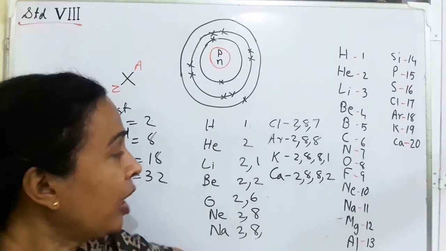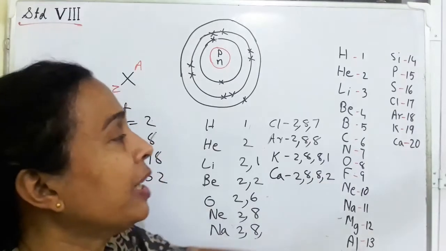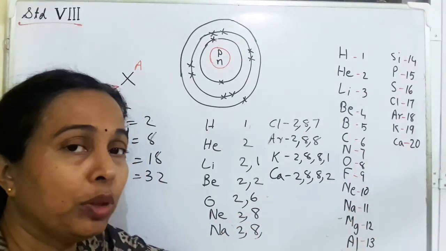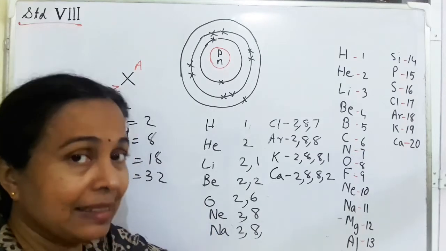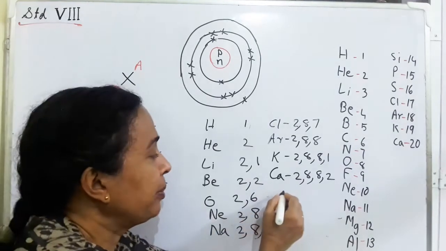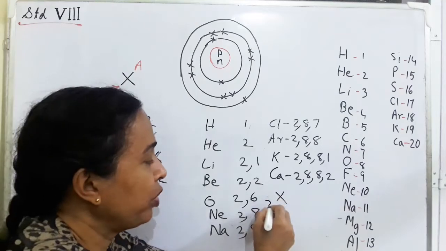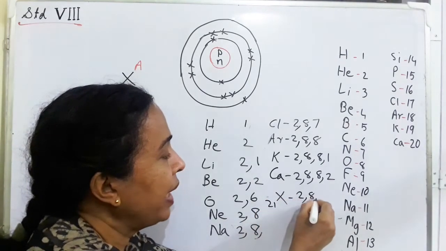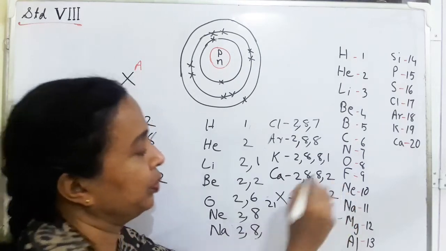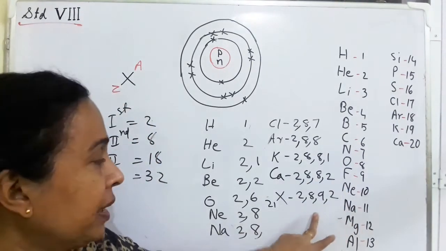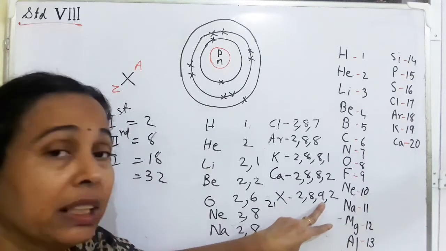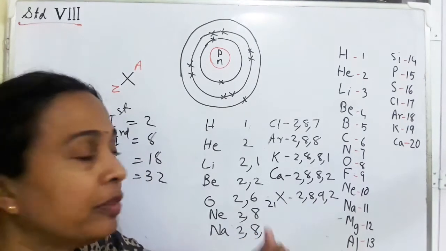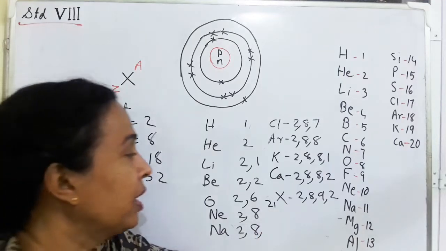Okay. Now the next, we need to learn by heart only up to atomic number 20. According to our syllabus, we need to learn by heart only up to 20. But we are going to the next element for your information. Suppose the next element is X, atomic number 21. So the electronic configuration will be 2, 8, 9, 2. There is no problem in the next electron going into the third shell, because now it is not the outermost shell. So this is the electronic configuration of the element with atomic number 21.